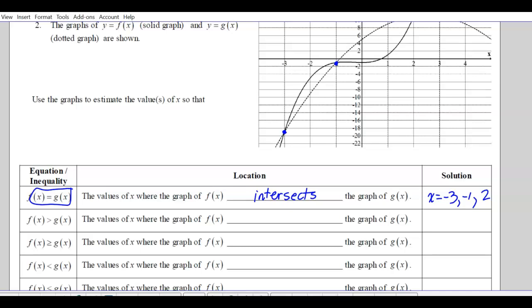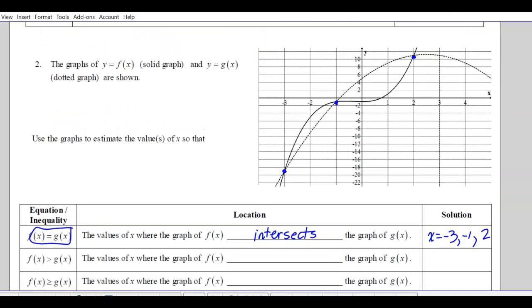Okay. So next one, what values of x give f of x values? So y values on f. I'm actually going to, just to remind myself, label this f of x and this g of x. So we're looking for all the x values where the solid one is greater than the dotted one for any particular x value.